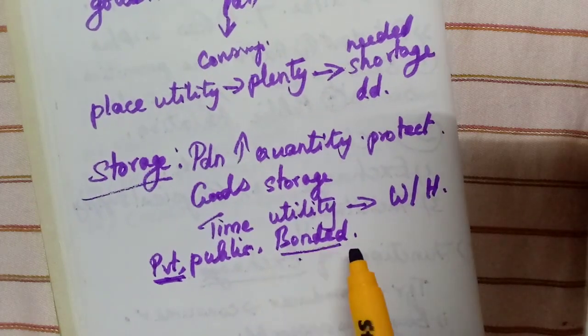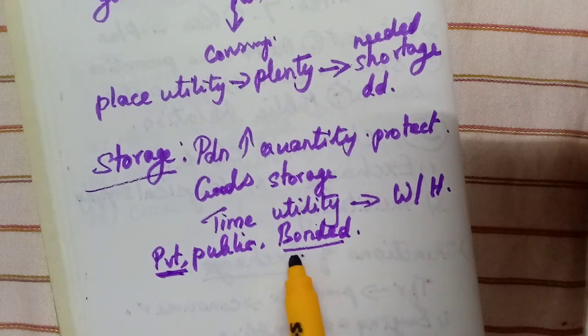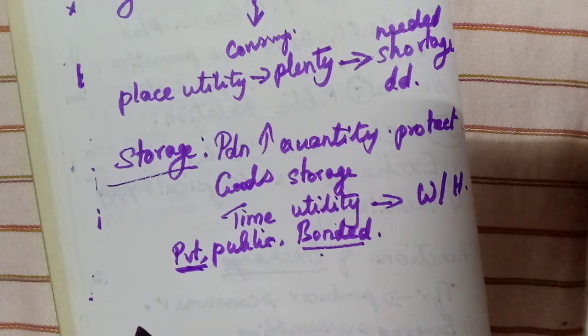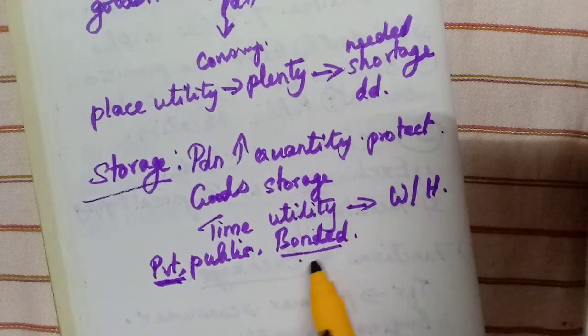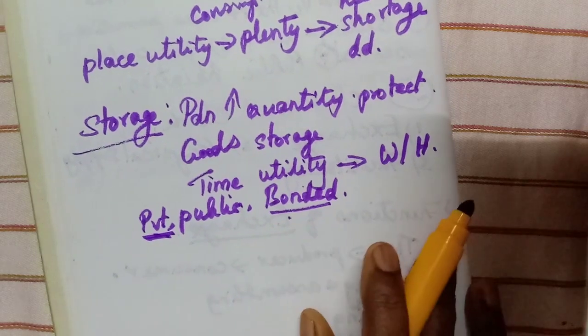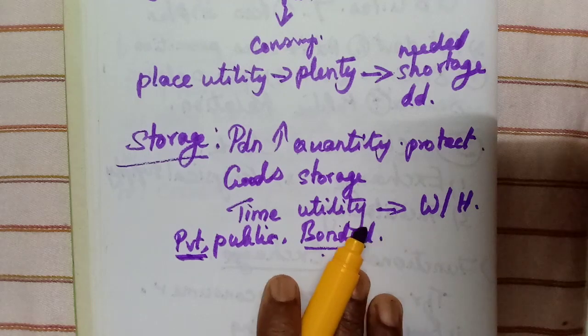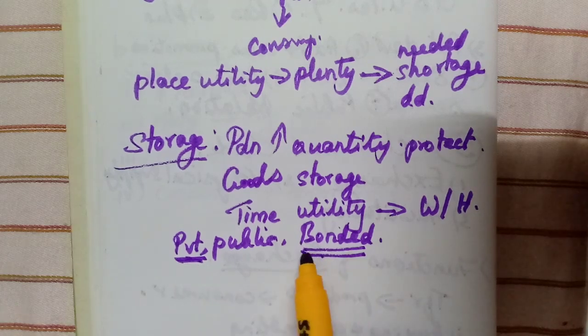Then bonded warehouses: the things will be in that particular warehouse only until we sell all the products. So we have taken it as a bond, that means we might have hired a warehouse, not paying rent, but the whole warehouse is taken as a bond.